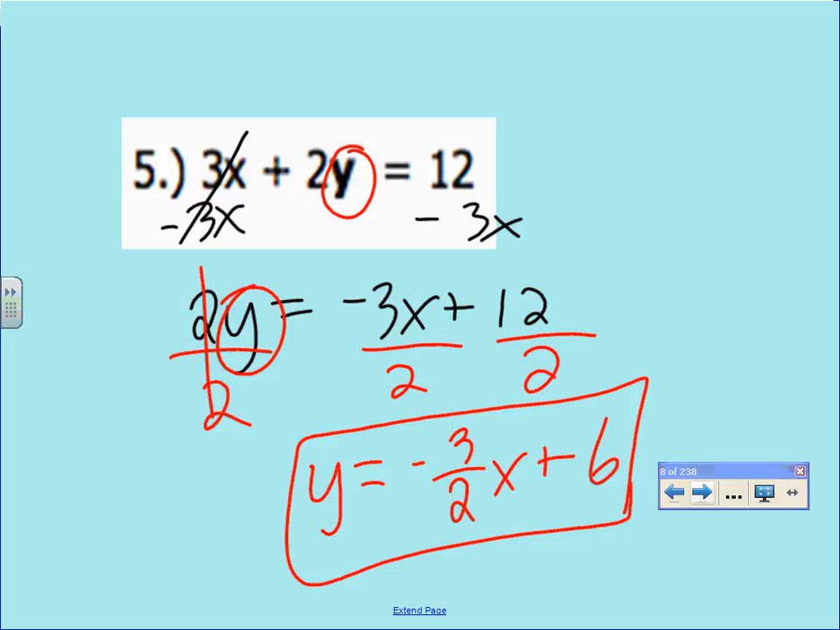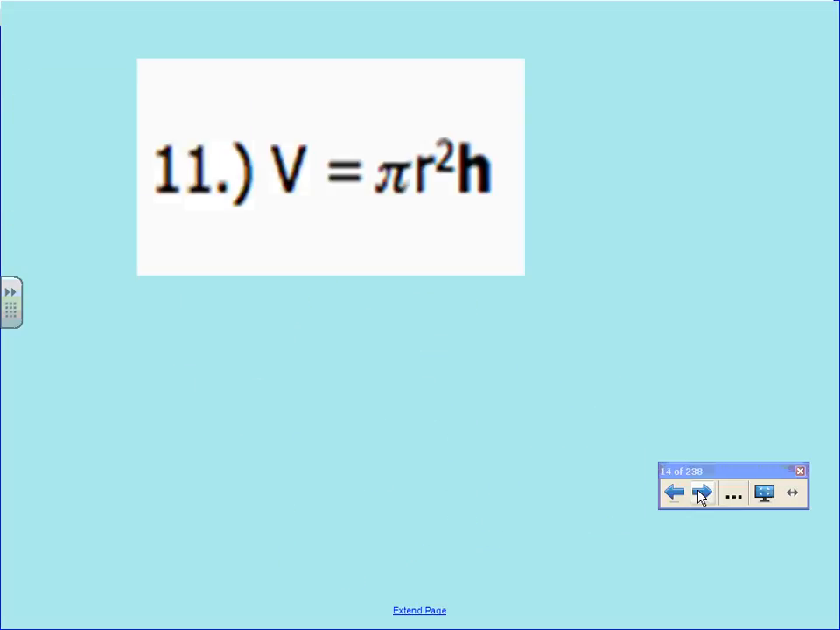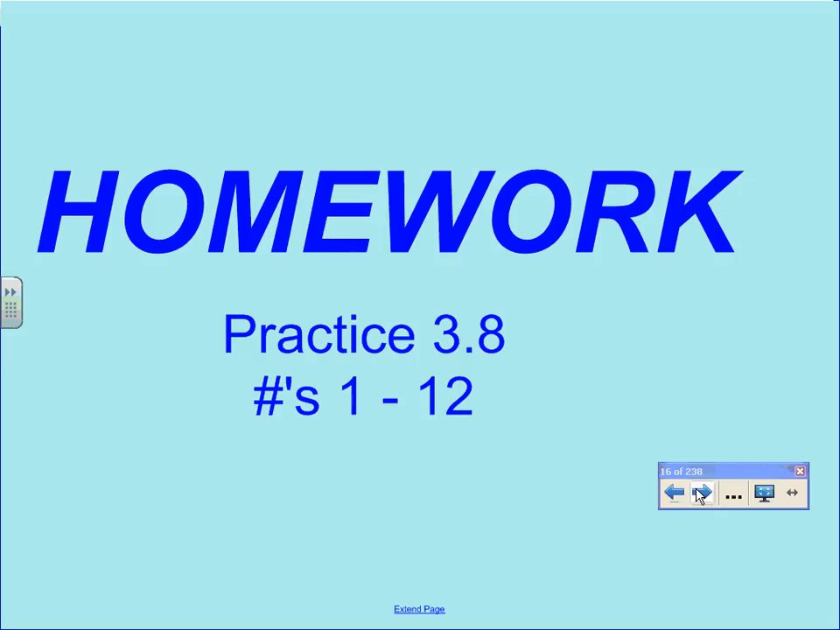Are you okay? Okay. I need you to open up your homework packet. I want to do one of those with you because a couple of them are a little different. So open up your homework packet to 3.8. I don't know what page it is in your packet. So if someone finds it, can you just tell me what page it is? It should be towards the back. Thank you. So page 19. You're going to do numbers 1 through 12.